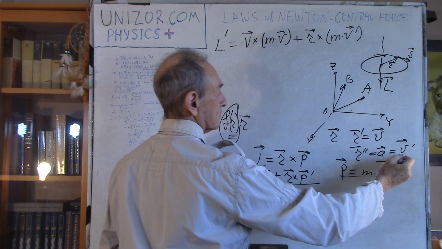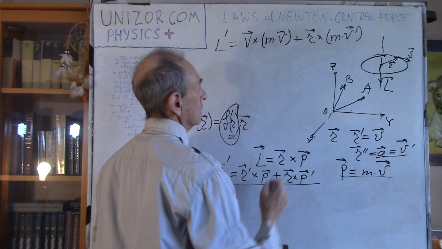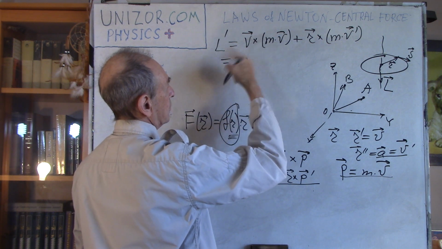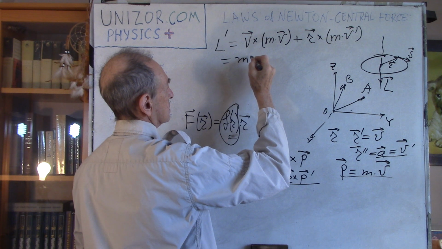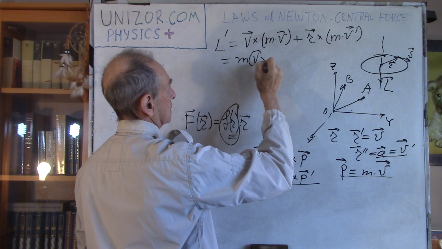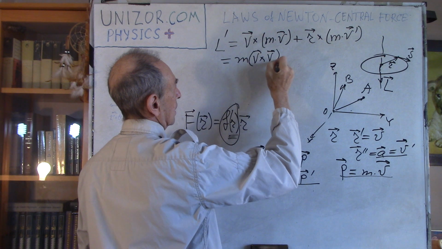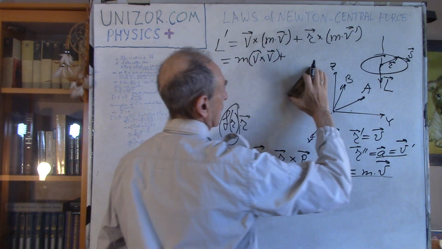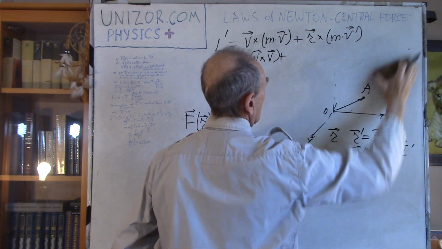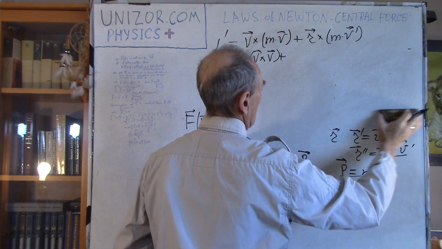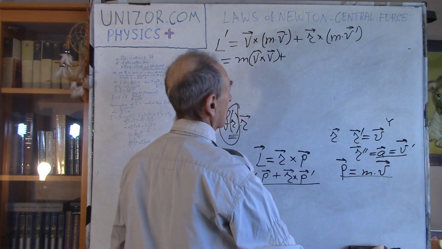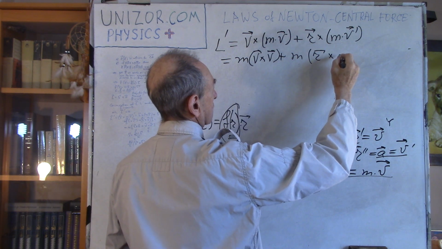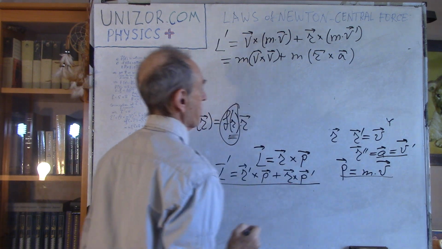Now the derivative of v is a. So that's equal to, well, I can put m outside because it's a constant, it's a scalar: v times v, plus, again m out, r vector product a. Great.